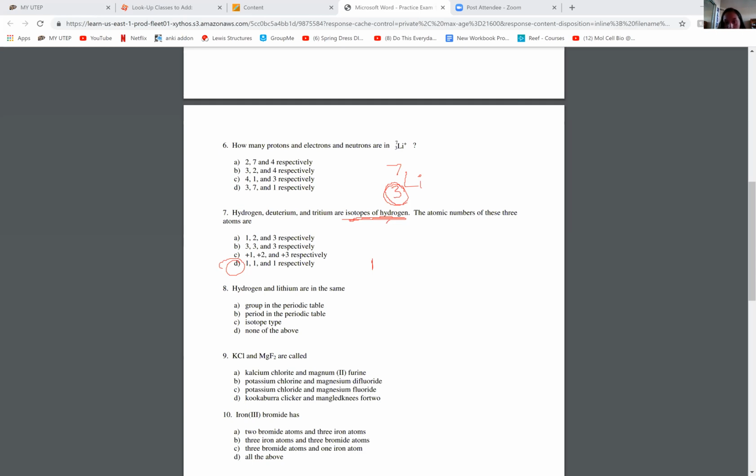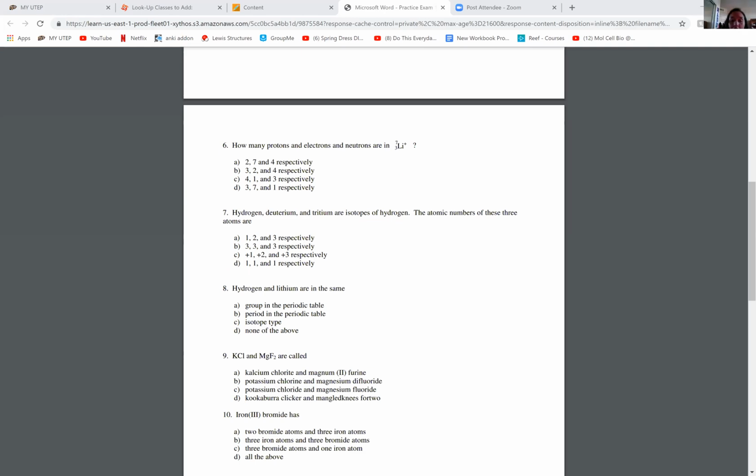So our atomic number is always going to stay the same between all of your isotopes, because it's the same element for every single isotope. Does that make more sense now? Yeah, thank you. You're welcome.